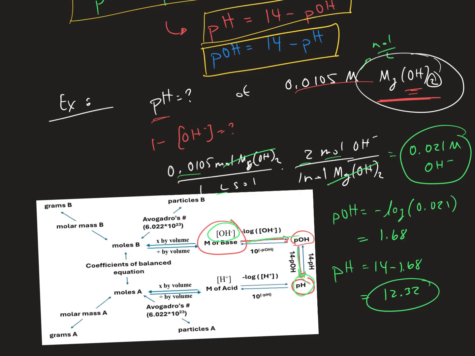How you feeling with that? And this mole roadmap tells you exactly what you've got to do, other than it doesn't tell you how to get to the OH. That's just the mole-to-mole ratio, you've got to get there. Same thing with the H+. Same thing with the liters to milliliters. It doesn't give you the basic conversions, it gives you the main conversion. Good?